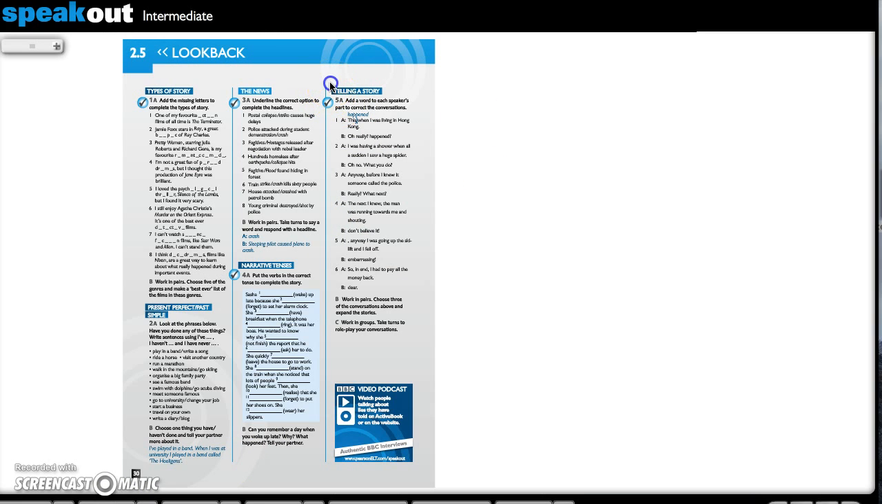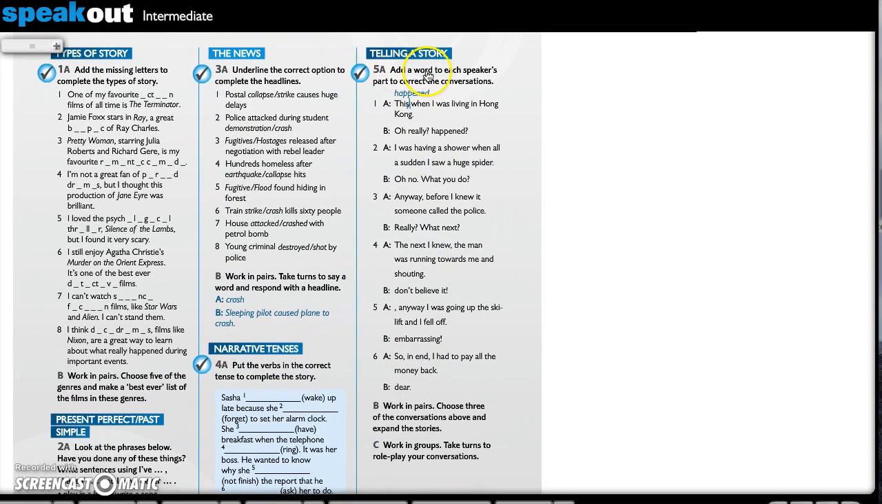The last activity in the review, telling a story. Activity 5A says add a word to each speaker's part to correct conversations. You're going to find it in a different manner. You will find this happened when I was living in Hong Kong. And then you will find in the platform, oh really? And then a gap here. And in that gap, you're going to have to write the whole thing: what happened? The two words. That's the idea, in order to avoid long lasting problems with the right answer.